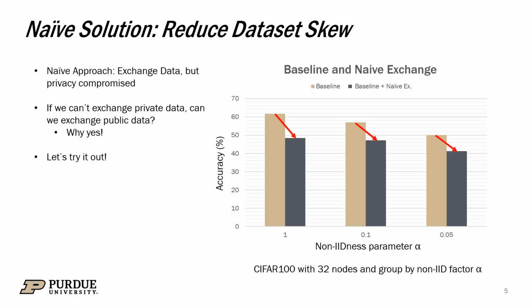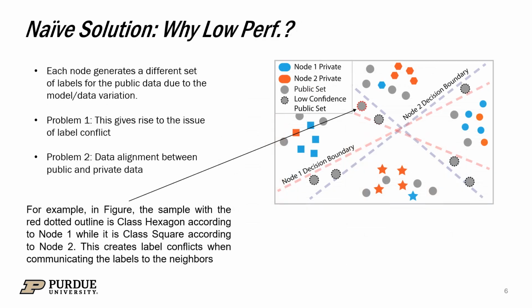Well, if I'm looking at this right, when we exchange data, we see a drop in performance. This is very counterintuitive. Why is this happening? Why is the naive solution giving us lower performance? When we looked into it, we saw there were actually two problems that result in lower performance. The first we call label conflicts.